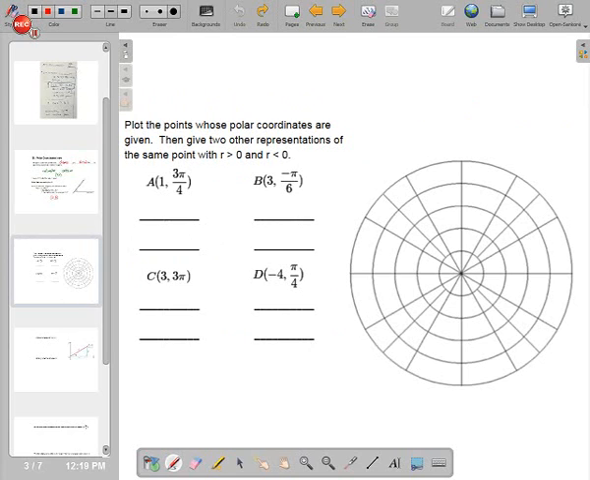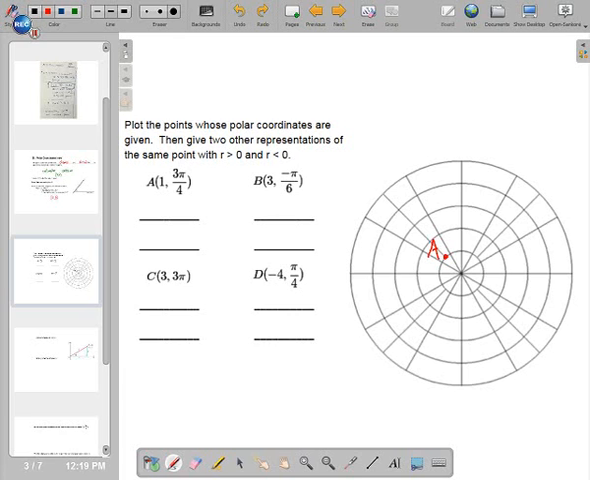So if I tell you to plot the point 1, 3 pi over 4, what the 1 is telling you to do is, I want you to be a distance of 1 from the origin. So this circle is a distance of 1 from the origin. So we're somewhere on this circle. That's what the 1 tells you. And then 3 pi over 4 tells you the angle. So if this is 0, this would be pi over 2, 3 pi over 4 is right there. So that's point A. I'll graph the other ones, and then we'll talk about different representations.